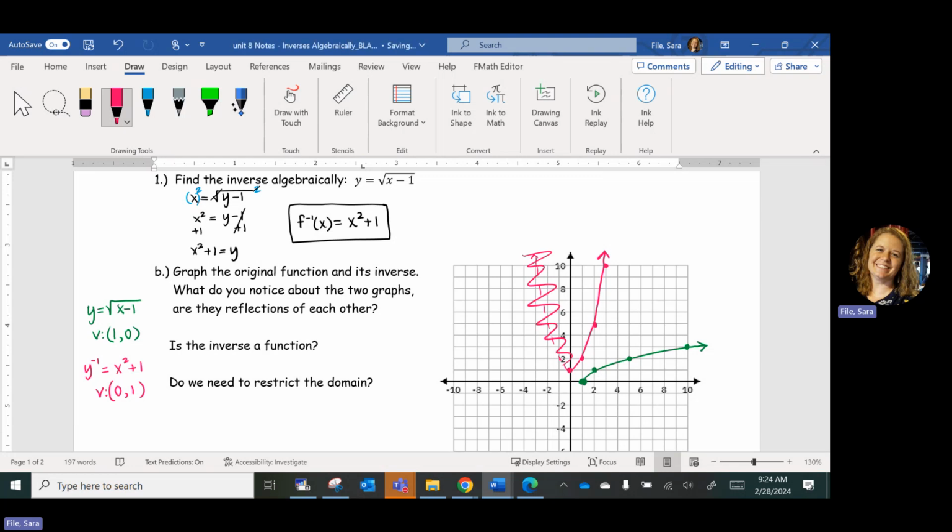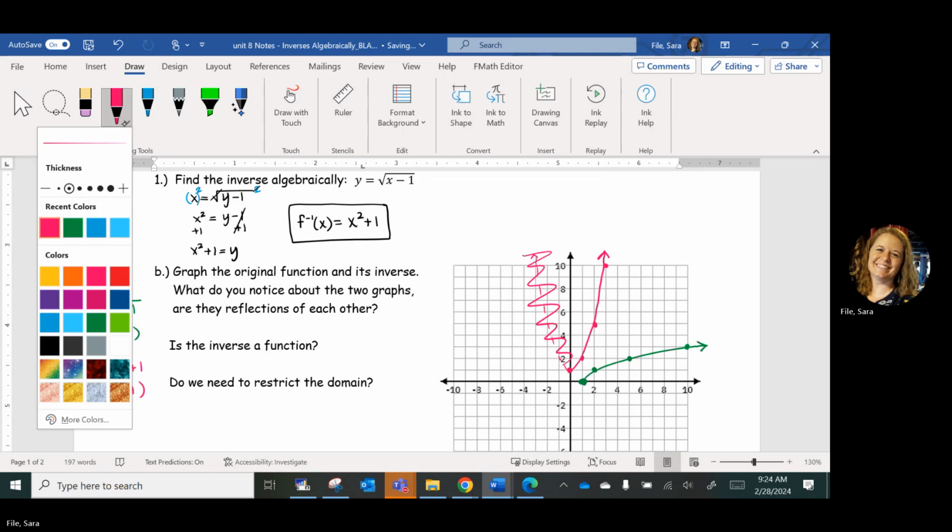Okay, so if you want to do what I did and show it scratched out so you know that you don't include it, you can do that. Okay, so I'm going to make some notes down here by B. So it says, what do you notice about the two graphs? Are they reflections of each other?